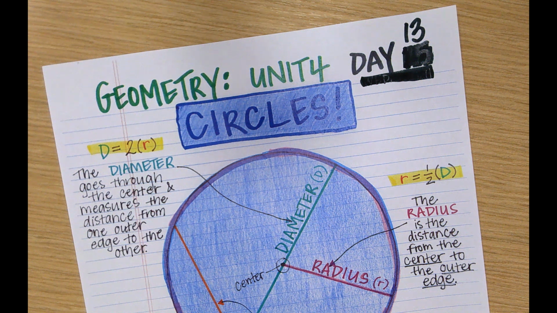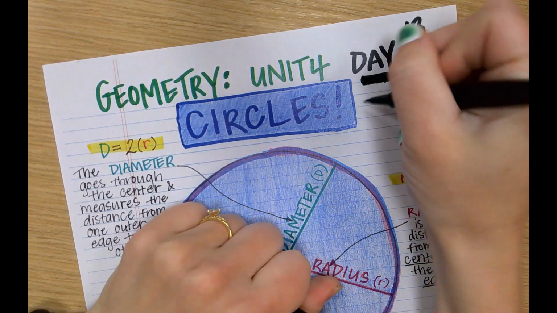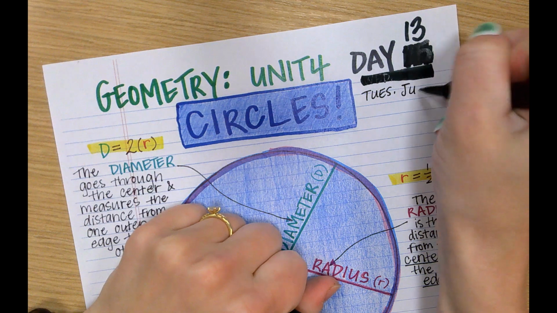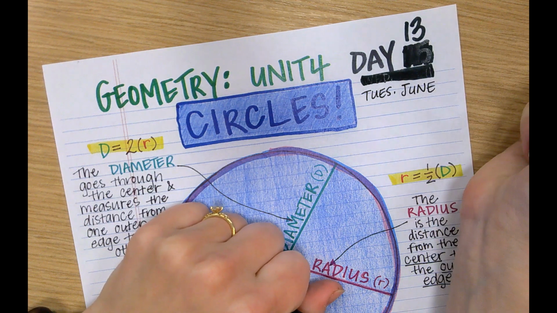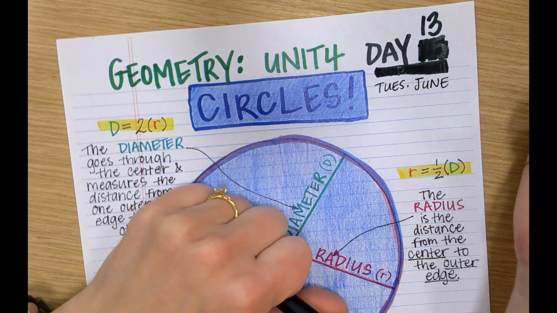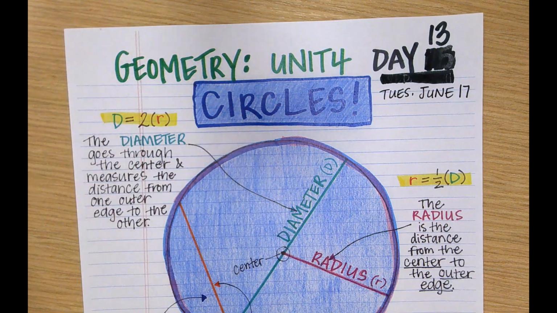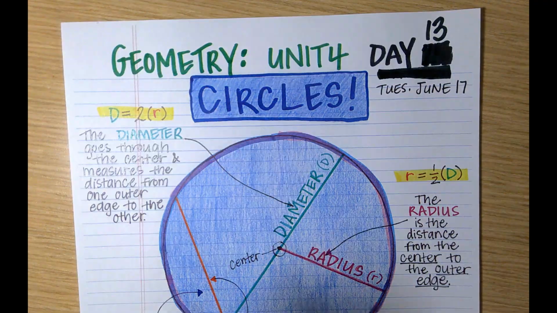Okay, so it is day 13, and it is Tuesday, June, what's the day? Is it the 17th? Gosh, Tuesday, June 17th. That is crazy.